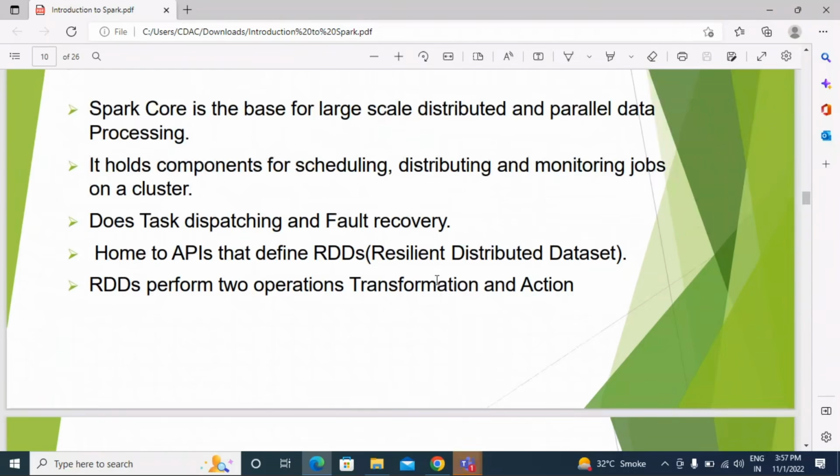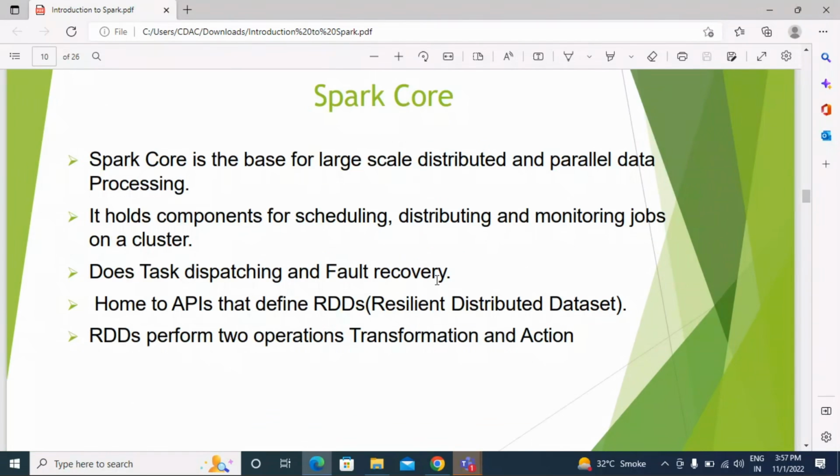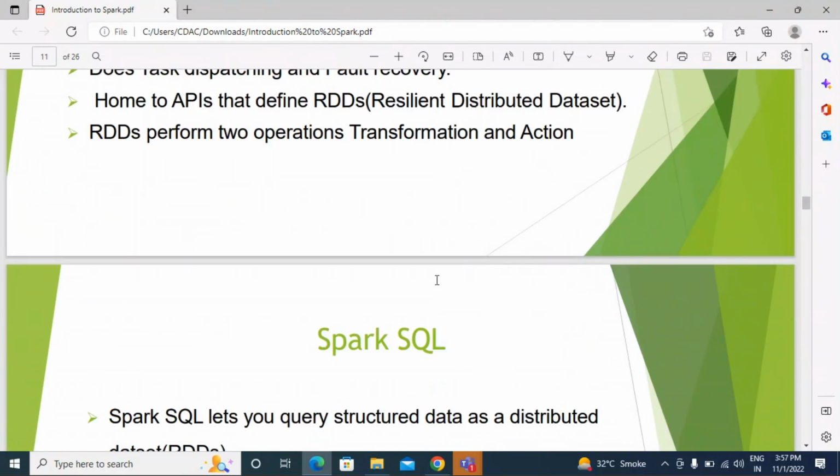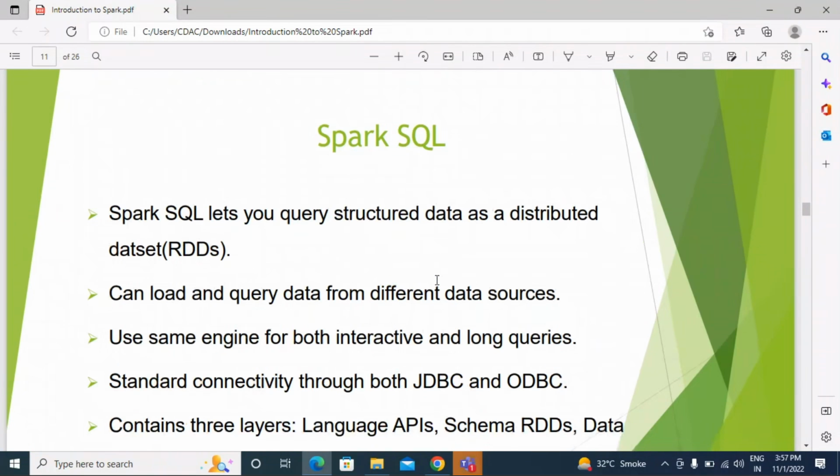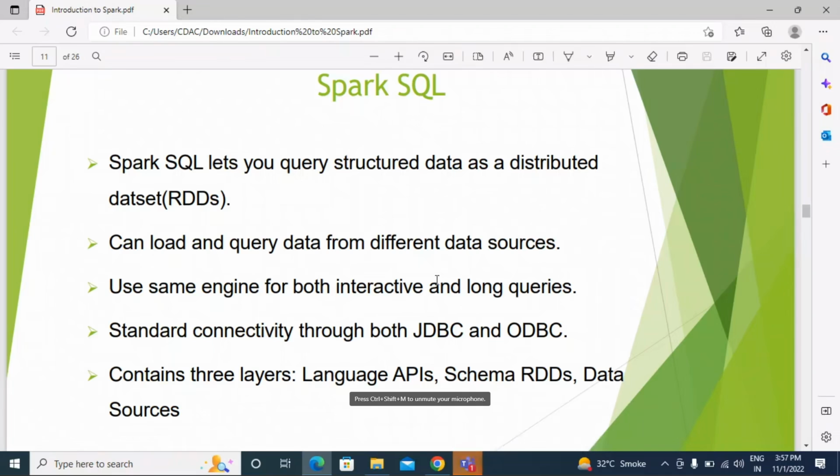So for Spark Core, we got the understanding that it is the component which deals with all the scheduling, dispatching and fault recovery. Then comes your Spark SQL.